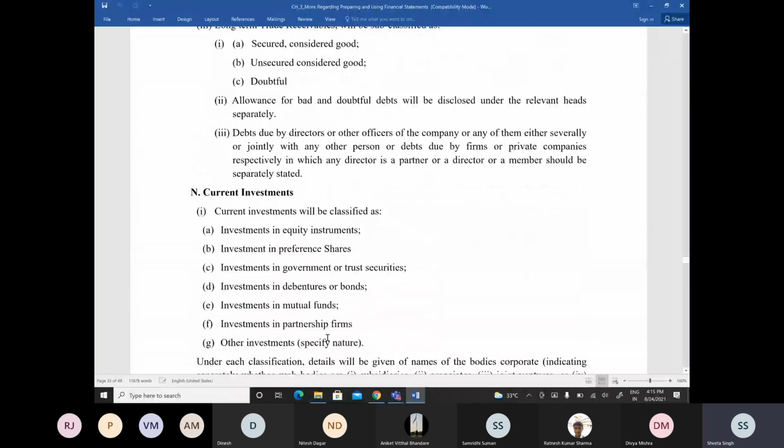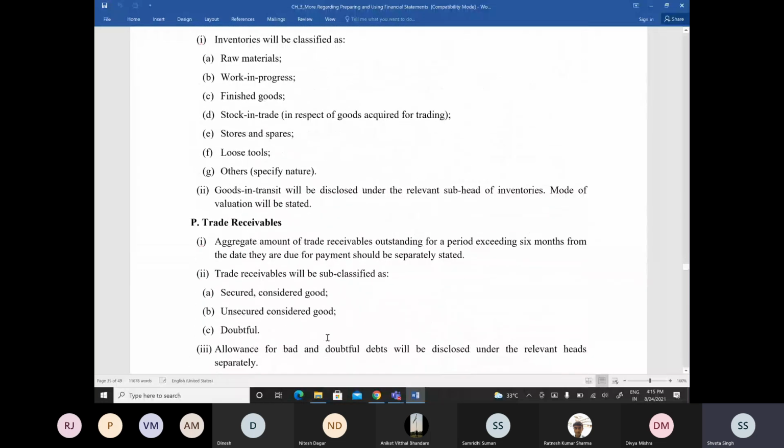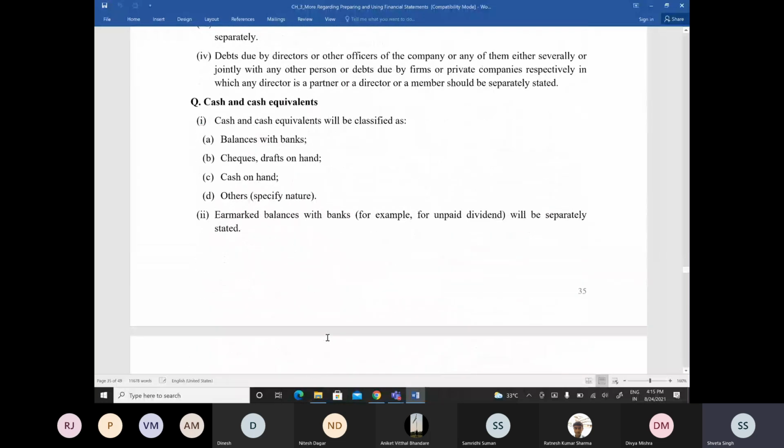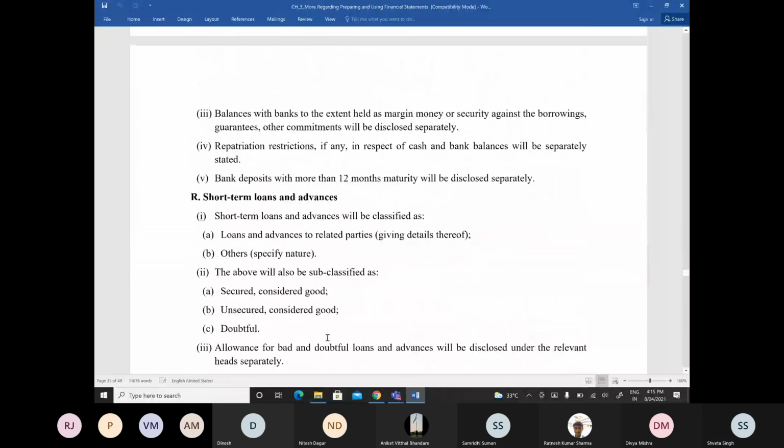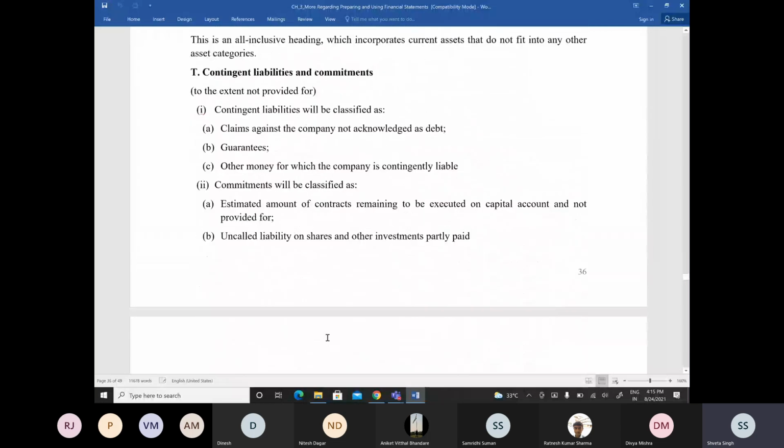Then let us look at what else is there. What should be in inventory, what should be in trade receivables, what would cash and cash equivalents include, what will be in short term advances and loans, and what will be in contingent liabilities.